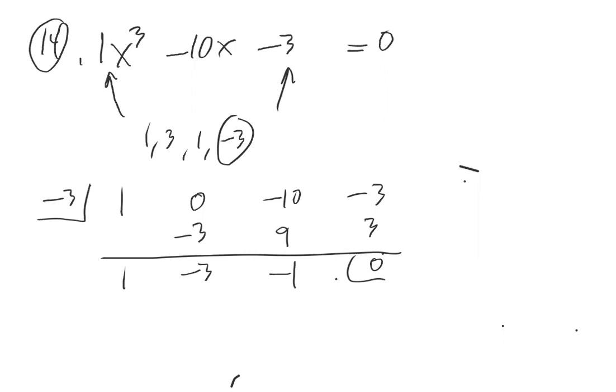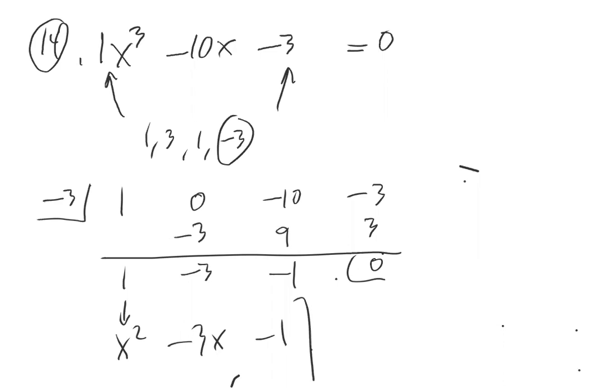Now remember, after you do synthetic division and you get 0, then it represents that you've lowered the power of the polynomial by 1. So this 1 right here actually represents 1x squared minus 3x, and then minus 1. So we can now use the quadratic formula to solve the rest of it.